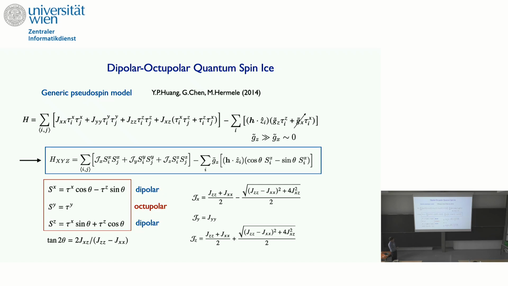And the price you have to pay is that the X and Z components are now a mixture of dipolar and octupolar operators. But they really transform like a dipolar operator. So in this language, you can think of X and Z as dipolar operators and tau y, sorry, S^y, as an octupolar operator. And because of this, in this coordinate your external field couples to both X and Z components, but it doesn't couple to Y because it's an octupolar degree of freedom.